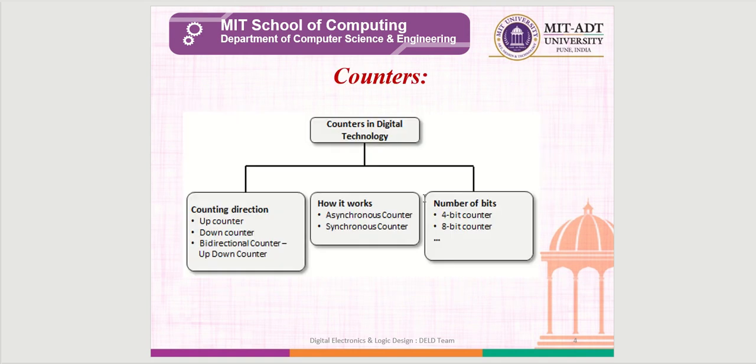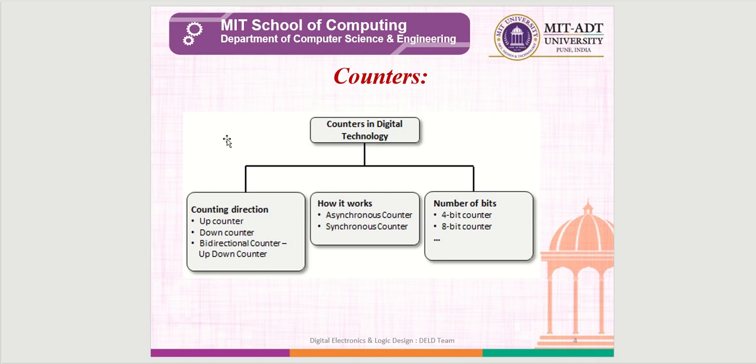Okay, so we have already studied the classification of counters on the basis of the counting direction, how it works on the basis of the clock provided to it, and the number of bits for which you are designing that counter. If you classify it on the basis of counting direction, then it can be classified as up counter, down counter, or as a bidirectional counter. And if you are classifying it on the basis of the clock provided to the counter circuit, then it can be classified as asynchronous or synchronous counter.